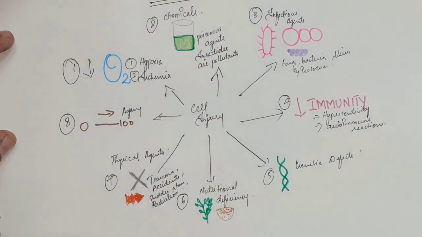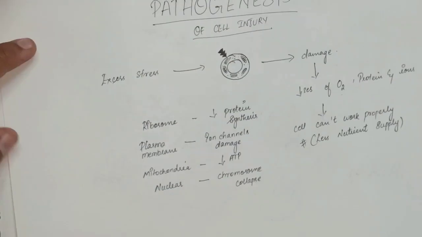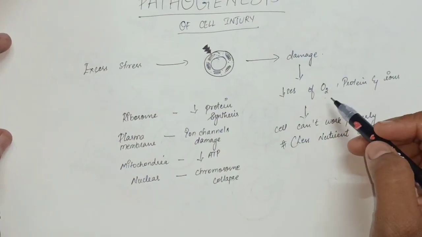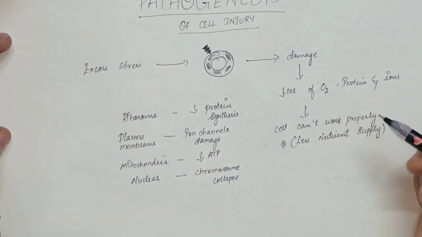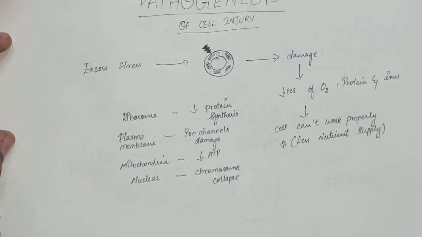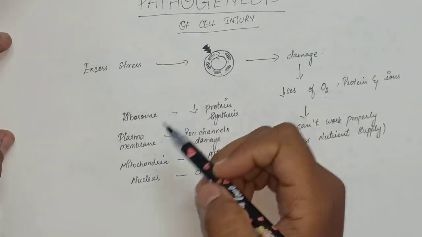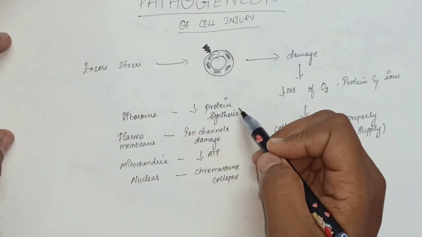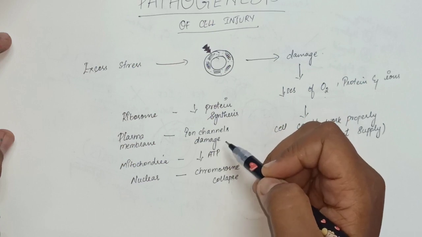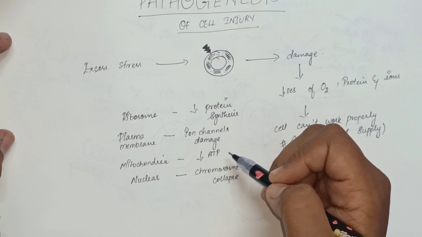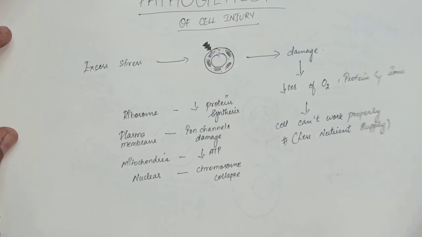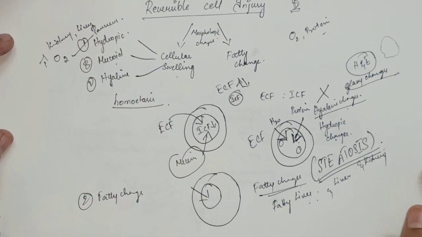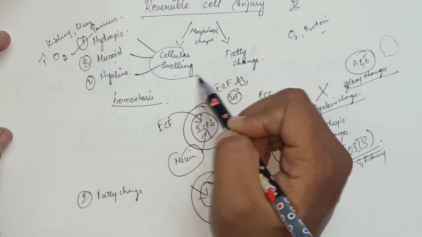And next we move on to the pathogenesis of cell injury. Once the extreme stress is applied to the cell, that causes damage, and there will be a decrease of oxygen, proteins and ions can't work properly, and less nutrition supply. Because of less nutrition supply, what damage happens to the components? The ribosome will start decreasing protein synthesis, plasma membrane ion channels collapse, and chromosome collapse is also happening.